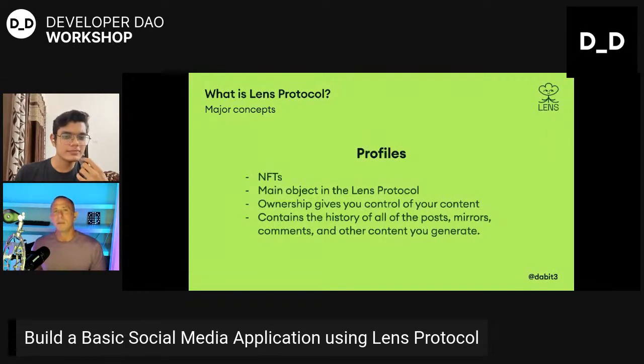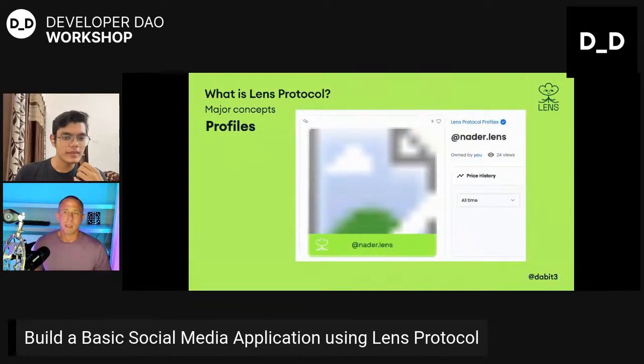So it's true ownership. You have true control over it. You can get rid of it. You can burn it, transfer it, or sell it or whatever. And just like any NFT, you can go to some NFT Explorer or you can go to OpenSea and actually see a Lens metadata and stuff.